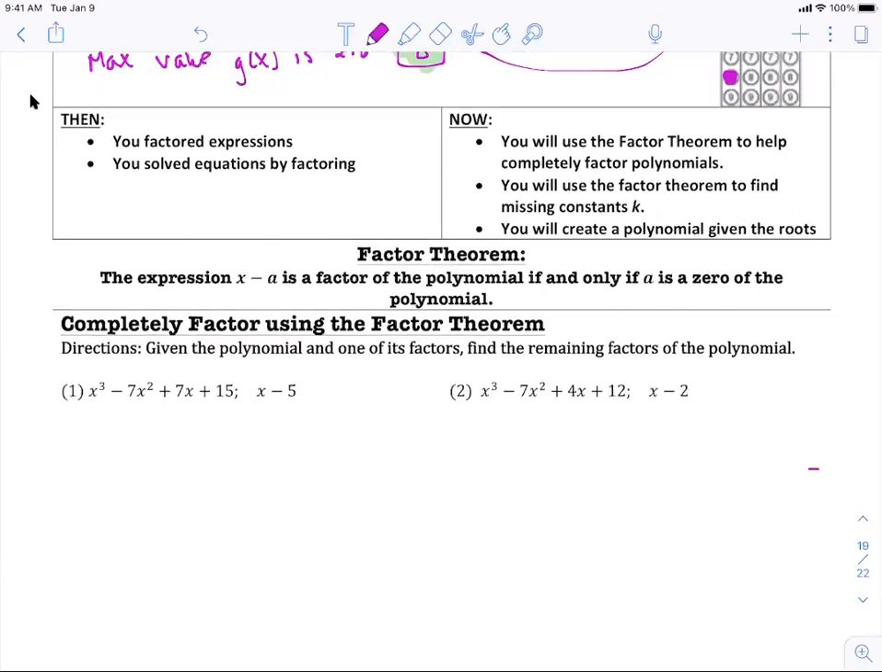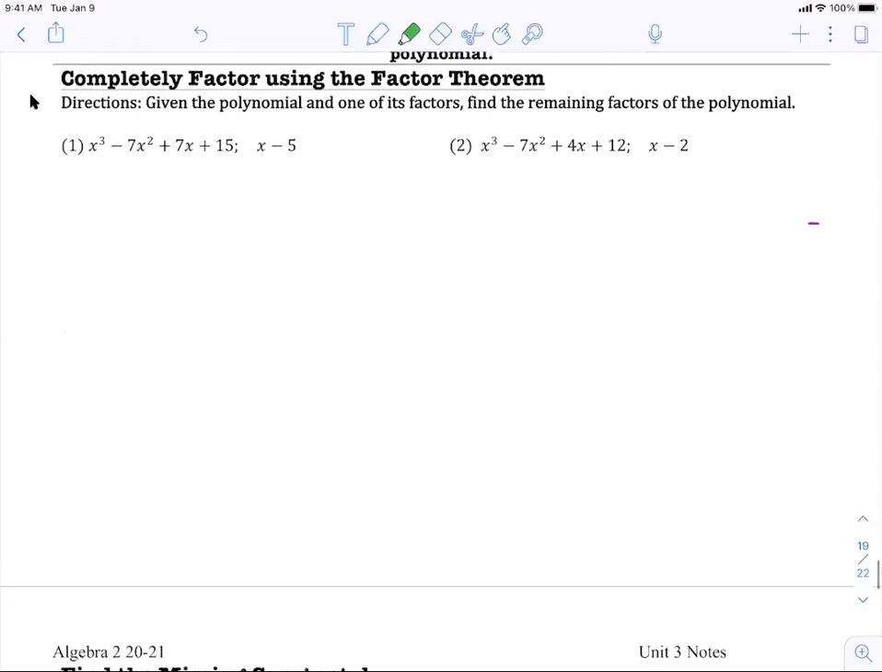So what the factor theorem says, basically, is if you have an expression x minus a, the expression x minus a is a factor of the polynomial if and only if a is a 0 of the polynomial. So basically, it helps to look at an actual example.